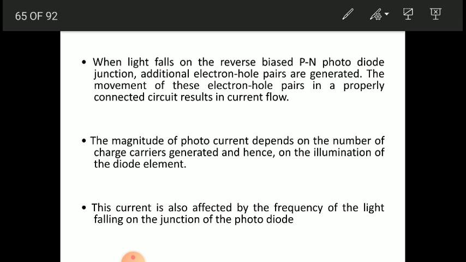So whatever the energy the light has, it will produce different heat. Because of that, the number of electron hole pairs depends on the amount of heat it produces. If less heat is produced, there is a lesser number of electron hole pairs. If there is more energy, more electron hole pairs will be generated.